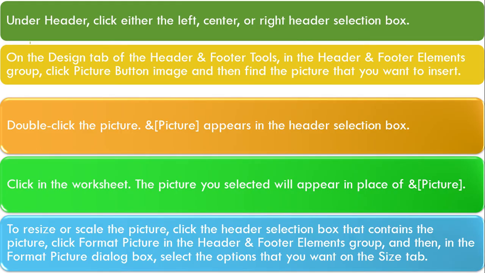On the Insert tab in the Text group, click Header and Footer. Under Header, click either the left, center or right header selection box. On the Design tab of the Header and Footer tool, in the Header and Footer Elements group, click the Picture button and then find the picture that you want to insert. Double click the picture and the picture appears in the header selection box. Click the worksheet. The picture you selected will appear in place of the picture code.